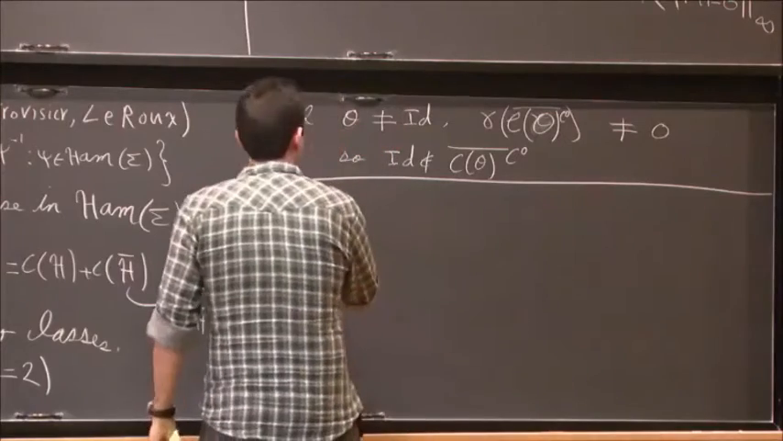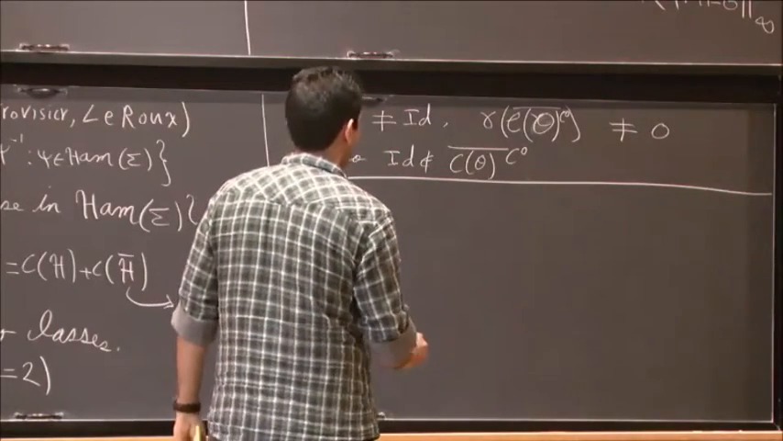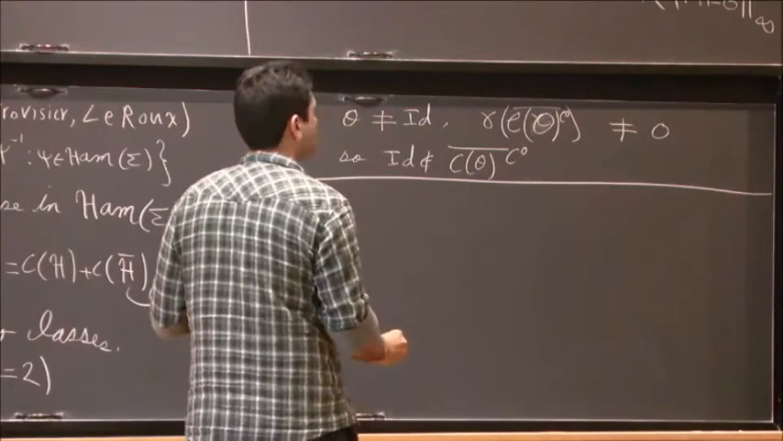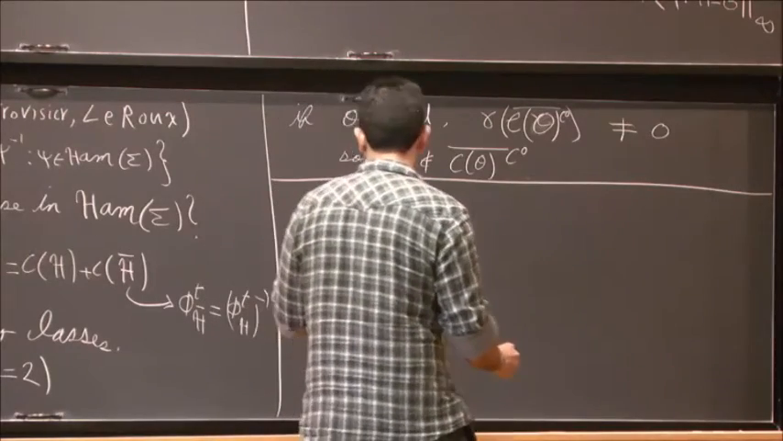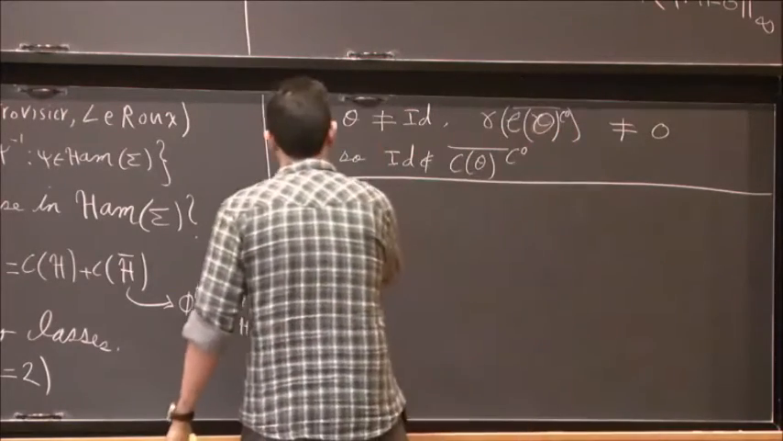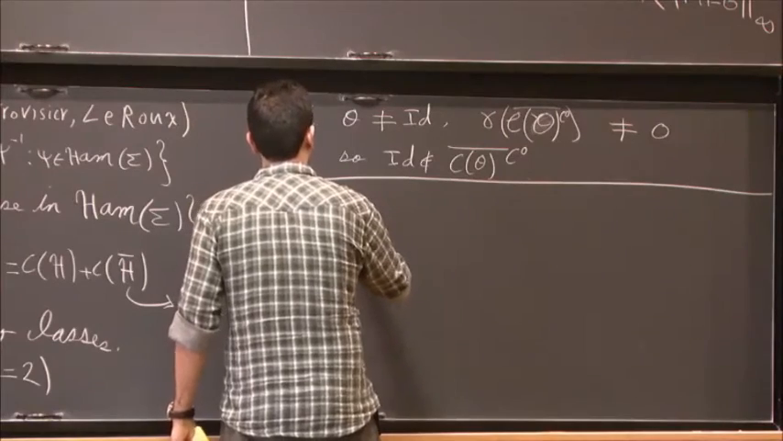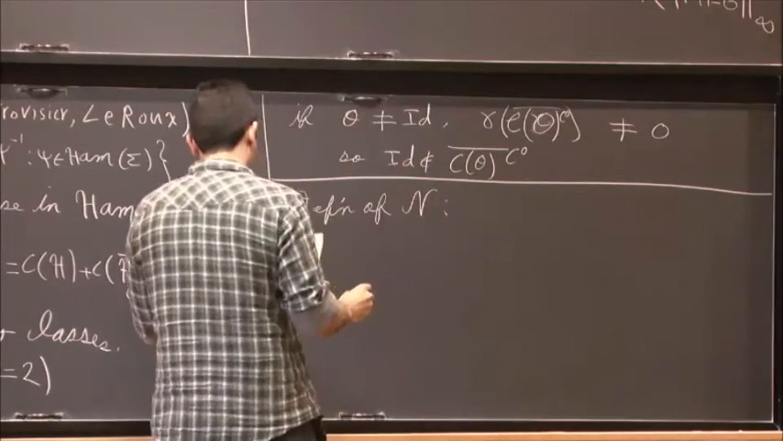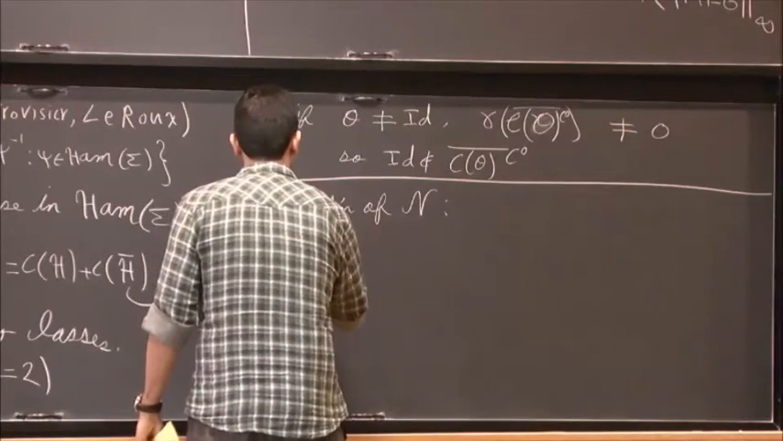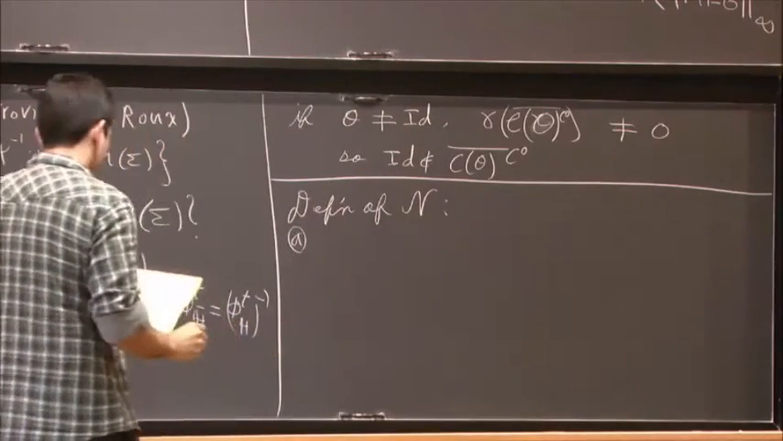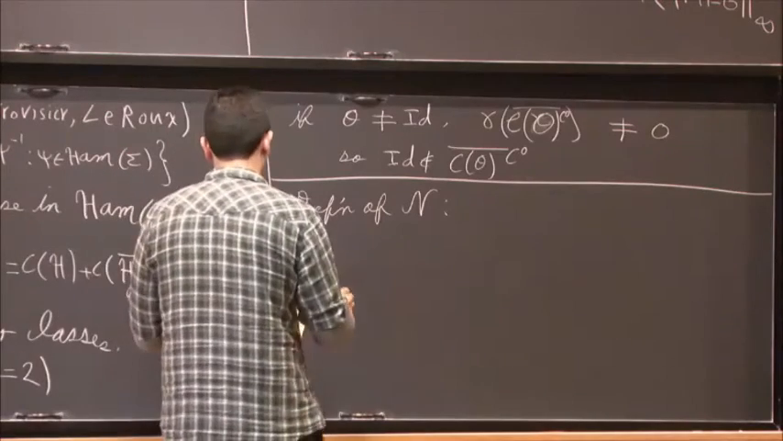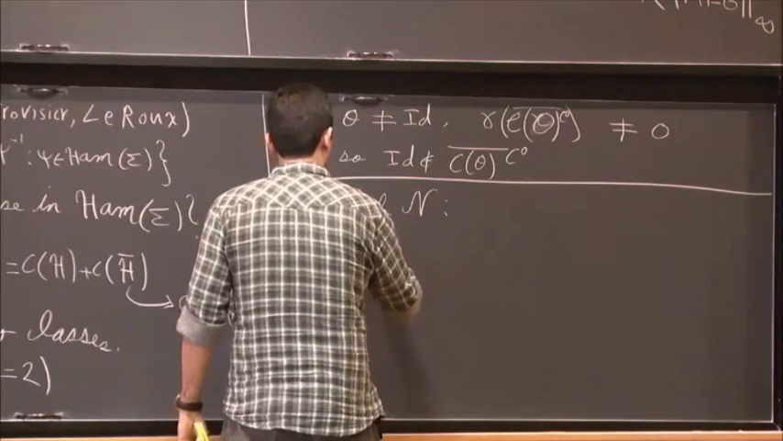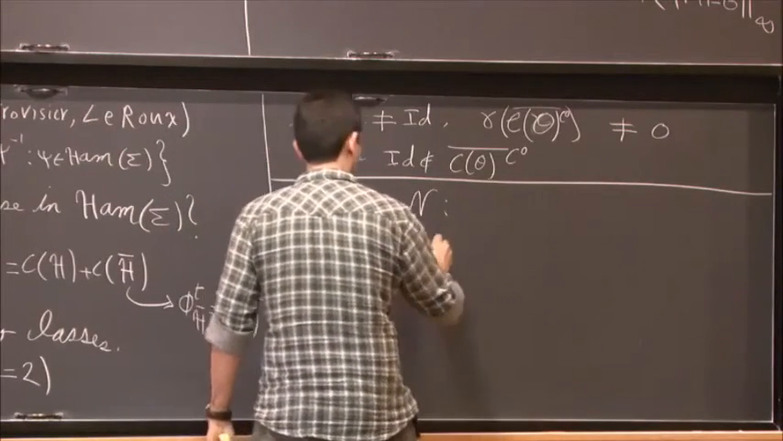So definition of n. It will take me a bit of time to define it. So I have to introduce a couple of concepts here. So the first one is really the key concept, and that's the notion of an unlinked collection of fixed points.